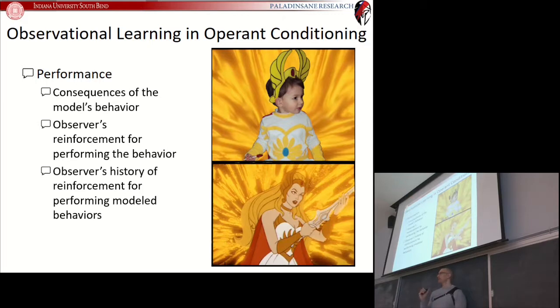And that's one of the reasons why it's very important to have good models that model appropriate behaviors, and people will be very critical of poor models that model inappropriate behaviors. And again, everybody will have a history for performing these modeled behaviors, and you are more likely to perform a modeled behavior if previously you were reinforced for performing other modeled behaviors.